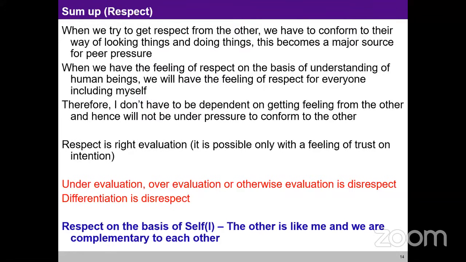So once we have this feeling of trust on intention, then we rightly evaluate, which is respect. And we said that under, over, otherwise evaluation is disrespect. Any form of differentiation is disrespect. And when we are talking of respect, respect is on the basis of self. The other is like me, and we are complementary to each other. So this is the complete content of respect.